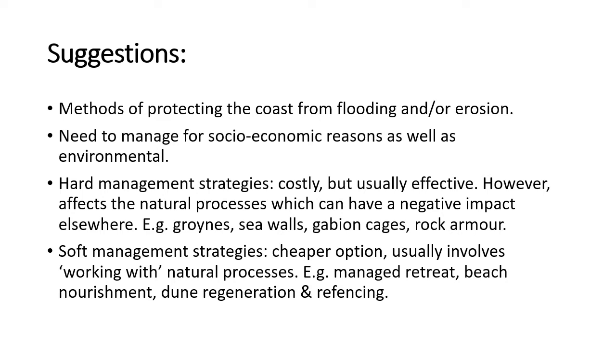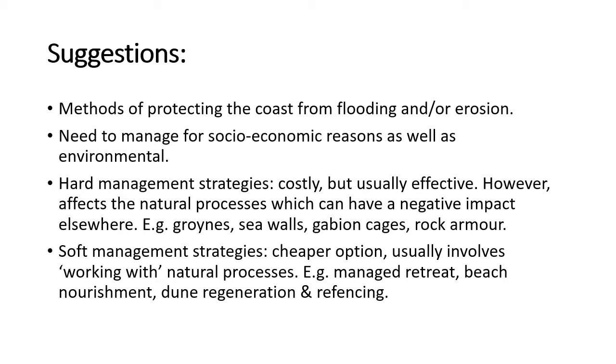Then we split into the two types of management, hard and soft. Hard management strategies are where we stop natural processes from happening. They're usually quite man-made, heavily constructed strategies as well. So they're costly, expensive, but usually very effective. They do affect the natural processes, though, which can have a negative impact elsewhere. For example, groins, which stop longshore drift building up the beach, sea walls, gabion cages, and rock armor, which all act as protection at the back of a beach, taking the energy out of the sea, out of the waves, protecting the land behind it.